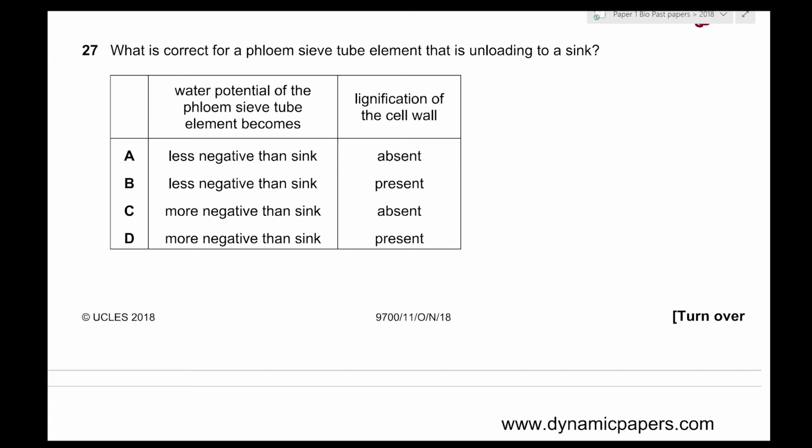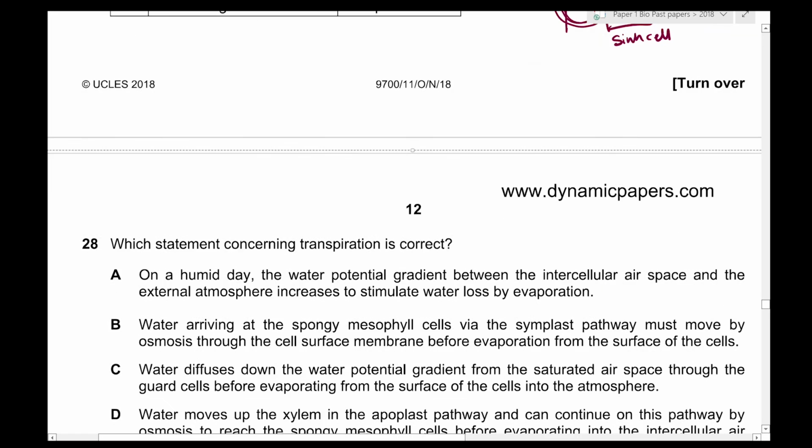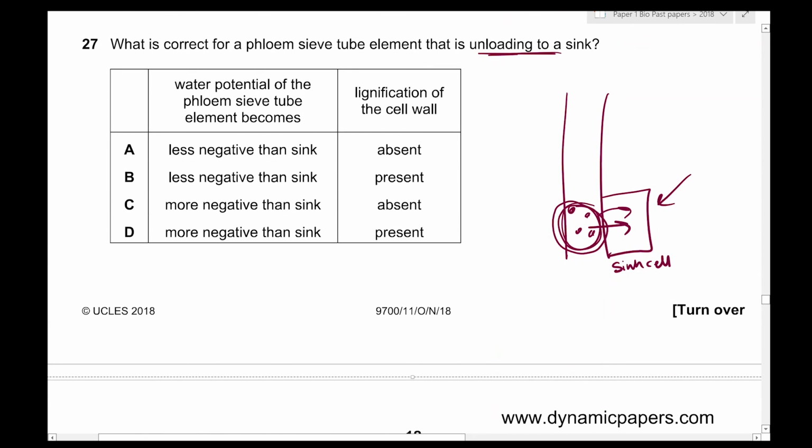Number 27. What's correct for a phloem sieve tube element that is unloading to a sink? So let's draw a diagram to make it more clear. Let's assume that this is the sink cell and the sucrose is unloading into the sink cell. Because sucrose is moving from the phloem sieve tube elements into the sink cell, the sucrose concentration in the phloem sieve tube elements is going to decrease. Therefore, the water potential inside the phloem sieve tube element will increase. Therefore, the water potential would be less negative. Less negative here means a higher water potential than the sink.